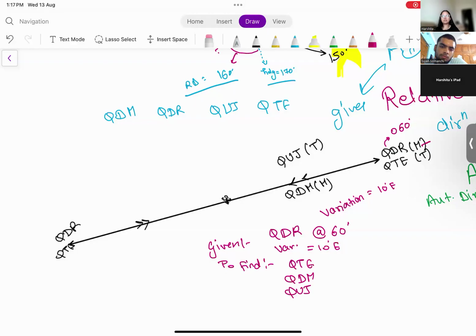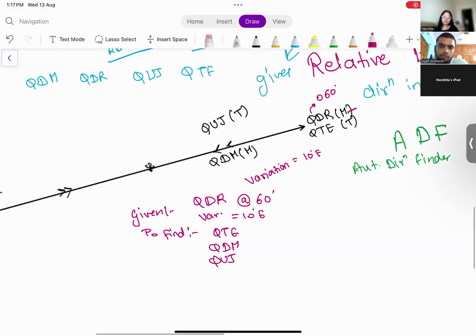QDR is the same thing, away from the station, but in magnetic. QTE is also the same thing, away from the station, but in true. Can you apply variation and tell me the true direction? This is 060 degrees, but in magnetic. I want to find the value in true. So M plus V would give you T. So 60 degrees plus 10 degrees. Why? It was east, that's why we took it as positive. That would give you 70 degrees, and that too in the true direction. Do you agree?